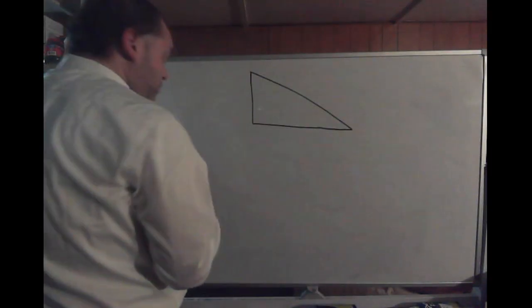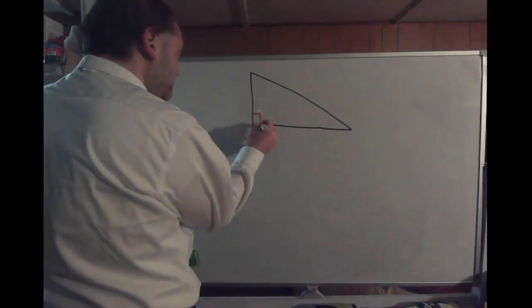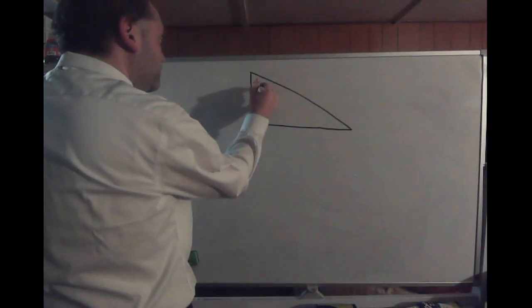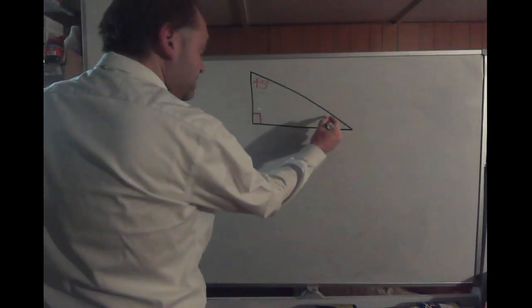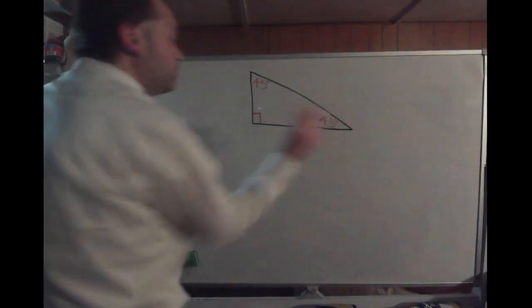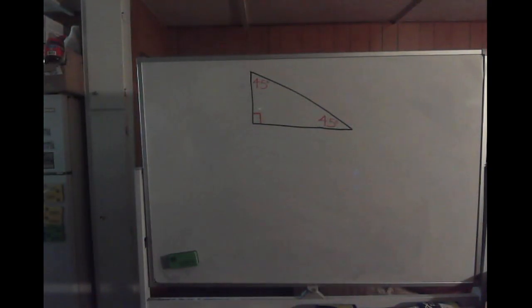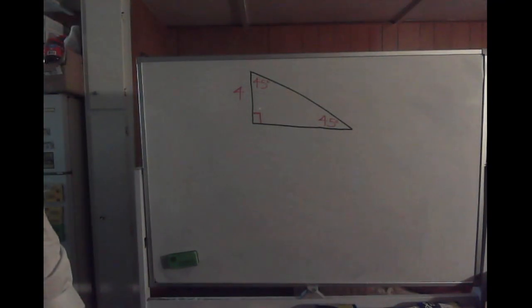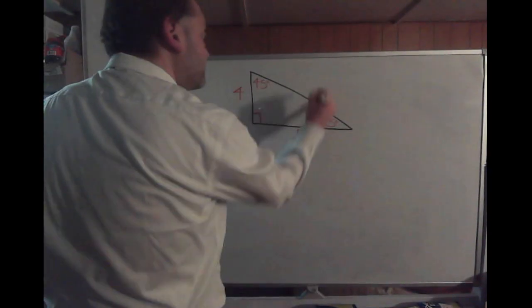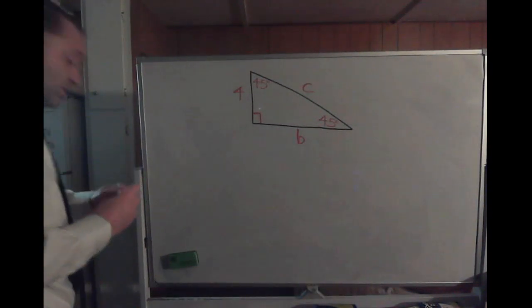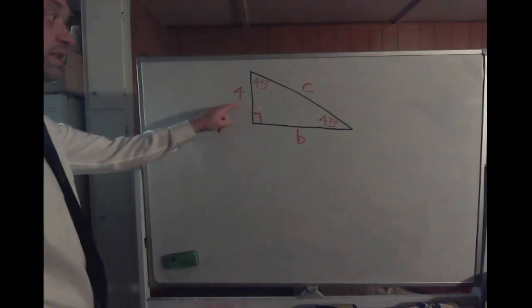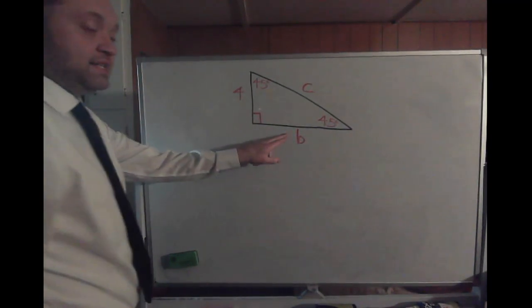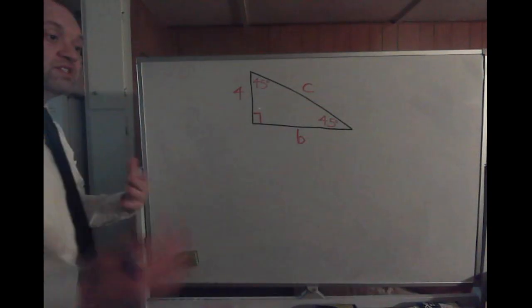Let's see here. Of course, we have a right angle right here, so the opposite side is the hypotenuse. We have a 45-degree angle here. Then we have a 45-degree angle here. So let's see what we're given. We are given, in this case, that this here has a length of 4. We need to solve for the length of B and for the length of C. So we have a right triangle here where one leg has length 4, one leg has length B, and the hypotenuse has length C. We need to solve for B and C.